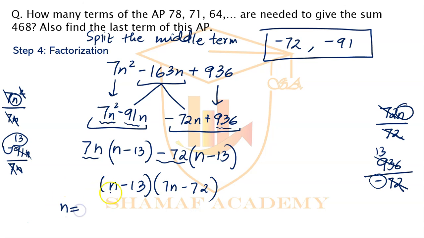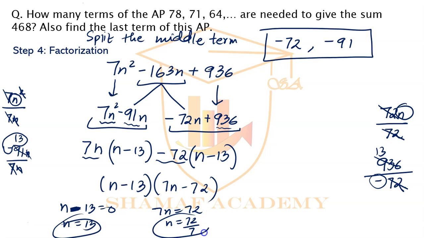Our n can either be n minus 13 equals 0, which is n equals 13, or our n is going to be 72 divided by 7. Now, what was n again? Can you please tell me? It was how many terms. It's a number of terms.